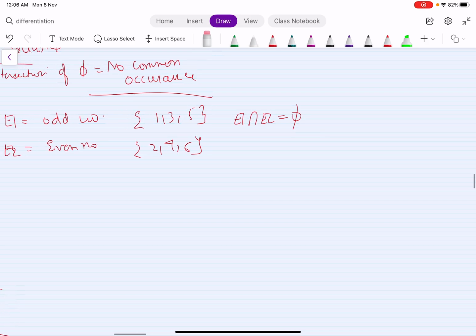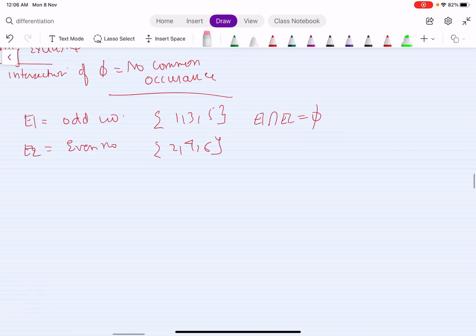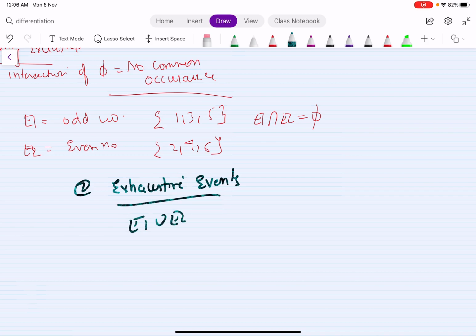The next set of events that we have understood, the second set of events, are exhaustive events. Exhaustive events are those events E1 union E2 whose union n times will give you the sample space. So if I club up all the events together, my whole sample space will get covered.